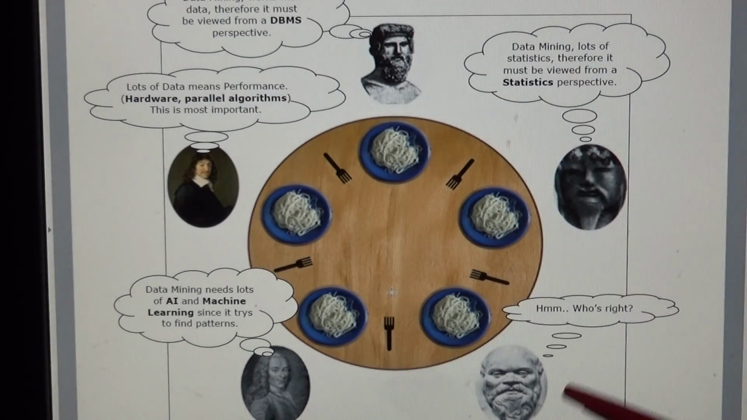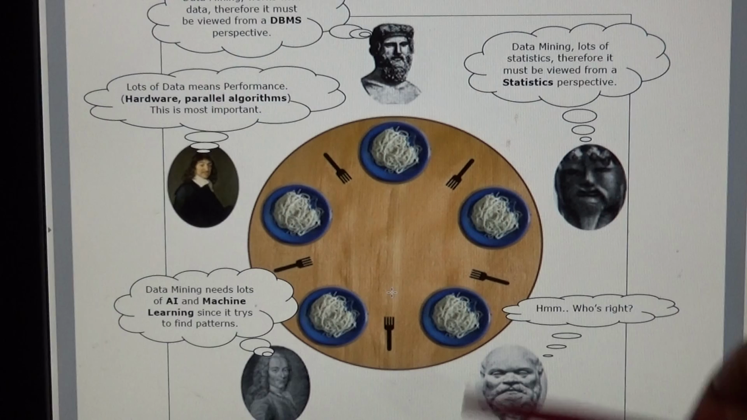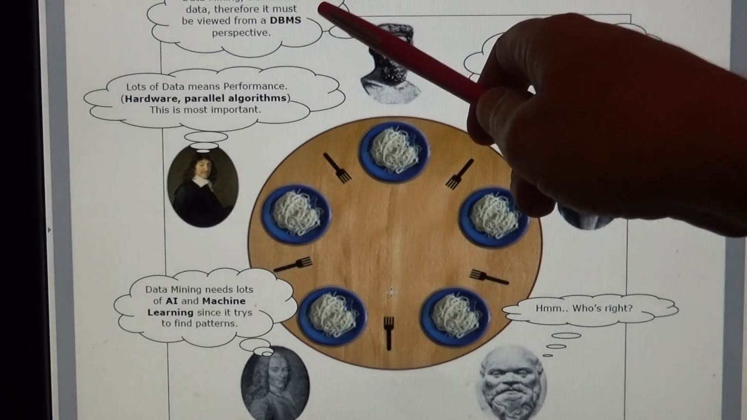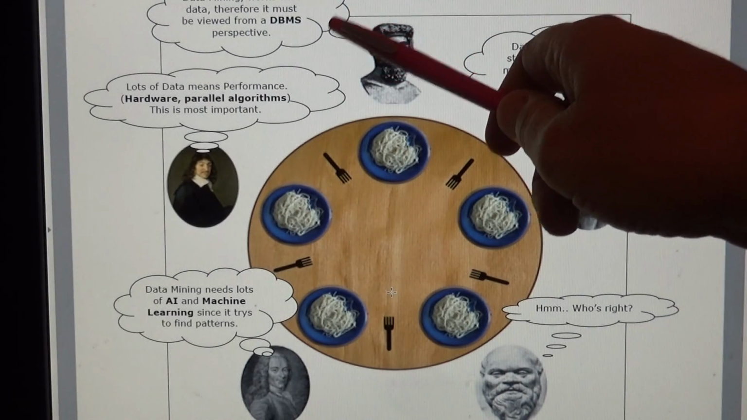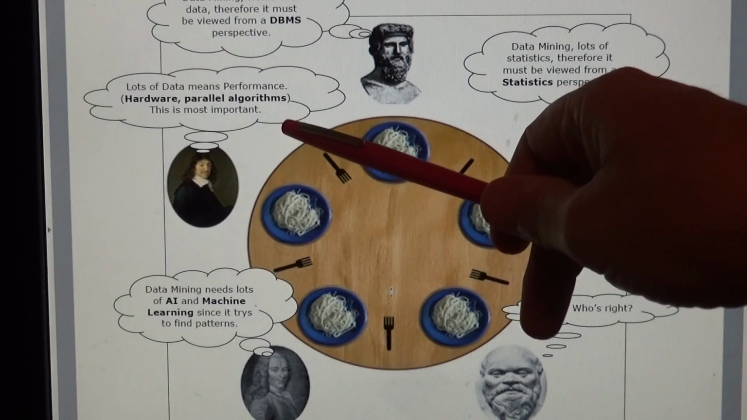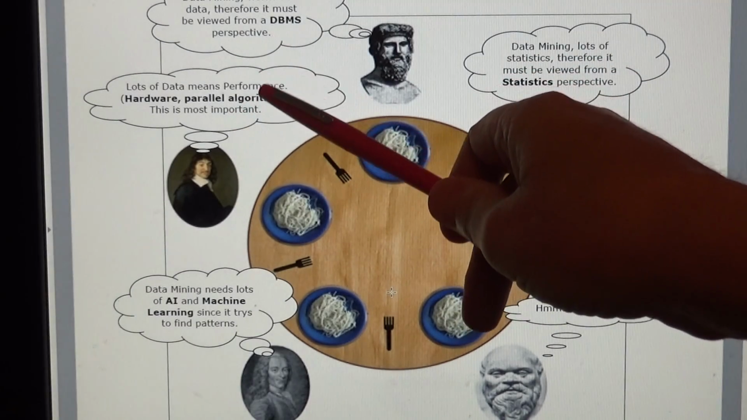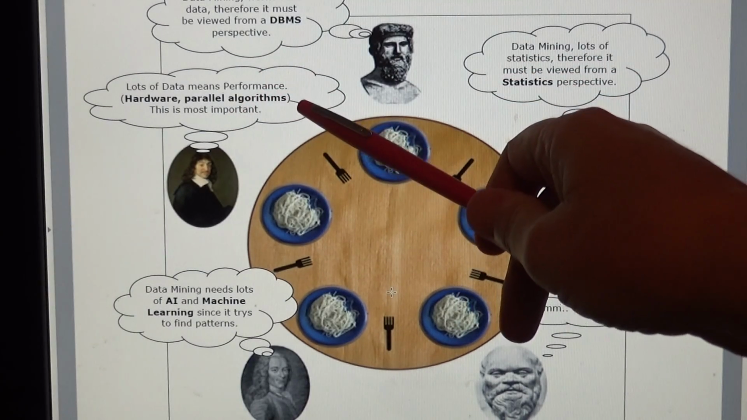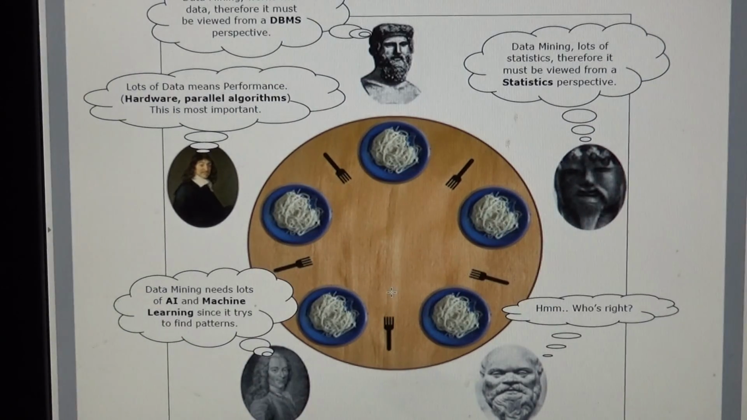And so we have 5 philosophers sitting around and eating spaghetti because they're all vegetarians. One philosopher might say, well, data mining works with data, therefore it must be viewed from a DBMS perspective. Another one would say, well, wait a second, data mining has lots of statistics, therefore it must be viewed from a statistics perspective. A third philosopher might say, well, we're really concerned about performance, so I want to focus on hardware and parallel algorithms. I think that's the most important.